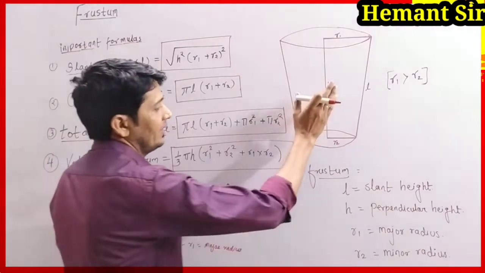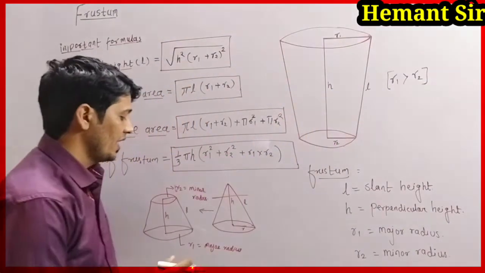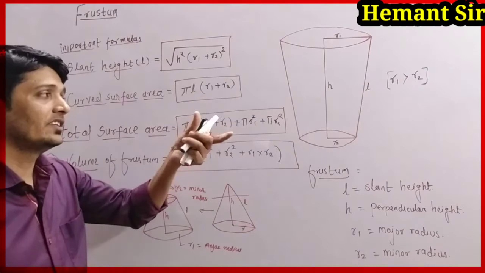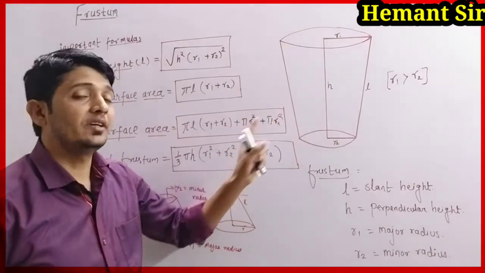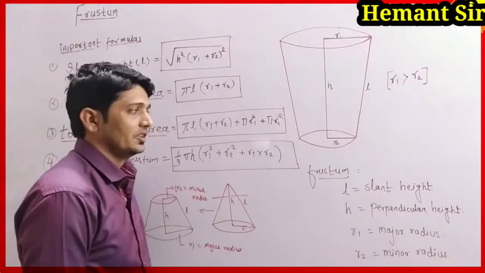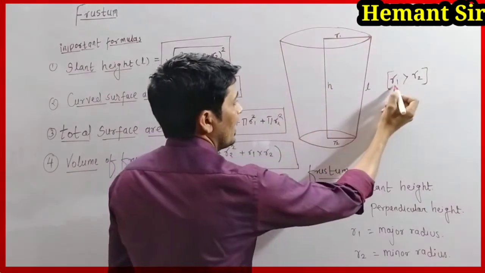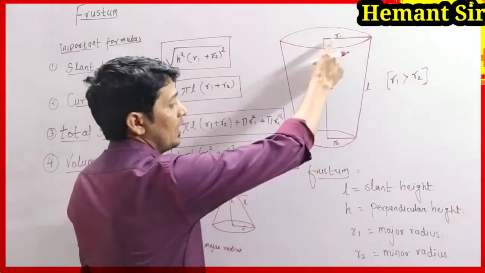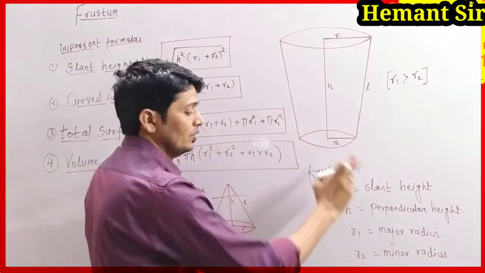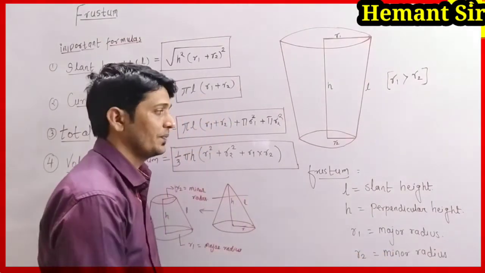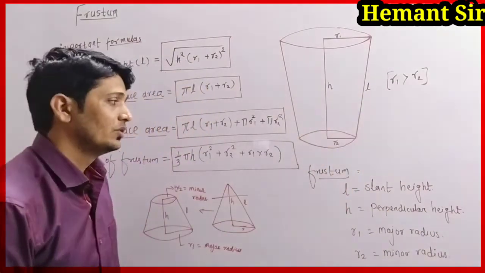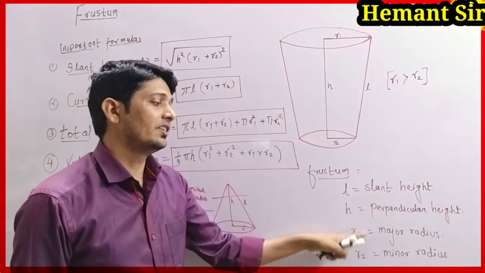Okay, so in this diagram, I have just inverted this frustum, that's why it looks like this. And it is nothing but the glass of water or the bucket at your home that you are using for other purposes. So it is R1, and here R1 is greater than R2. R1 is the major radius of the frustum. What is R2? R2 is the minor radius of the frustum. H is the perpendicular height and L is the slant height. Okay, so this is the frustum and these are the related concepts.